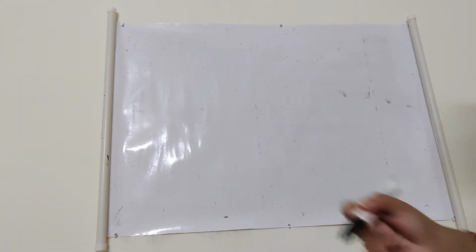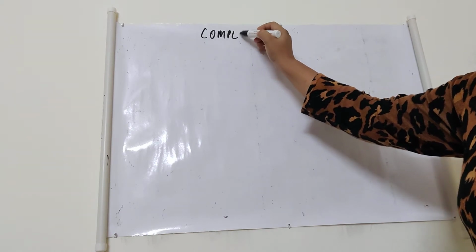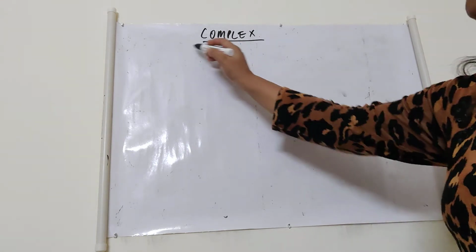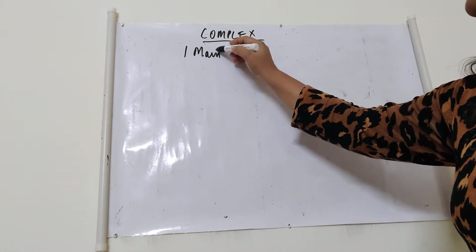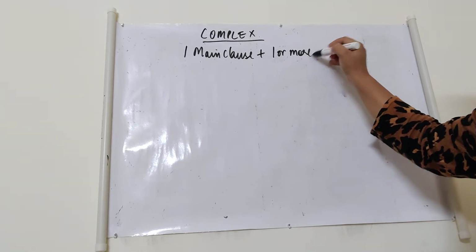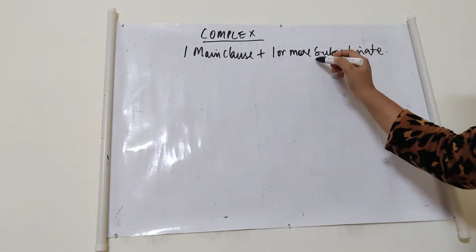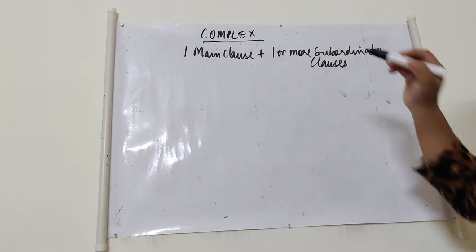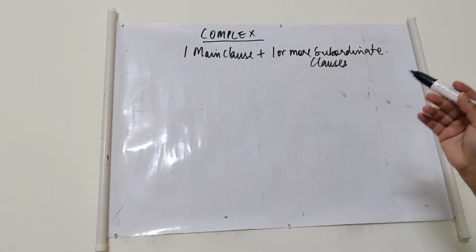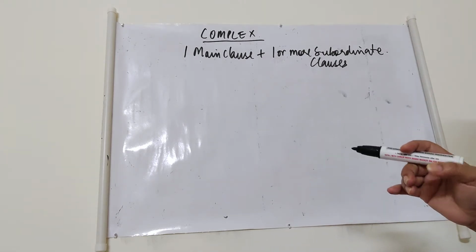Okay, children, so moving on to the next type of sentence, which is the complex sentence. A complex sentence has one main clause, and it can also have one or more subordinate clauses. When I say subordinate clauses, these are the clauses, like I told you earlier, which do not make sense in themselves, and they are dependent on some other part of the sentence to make complete sense.